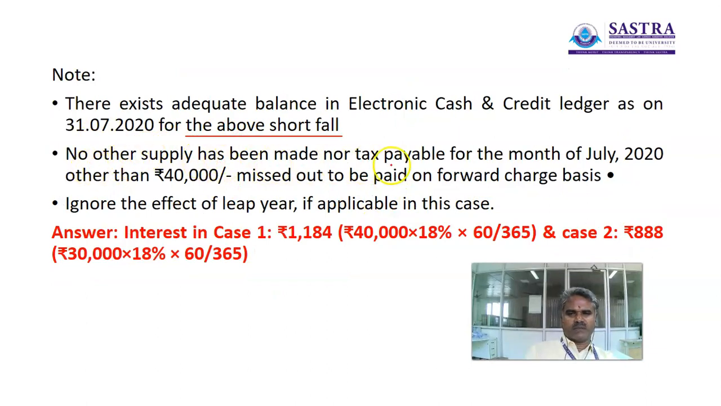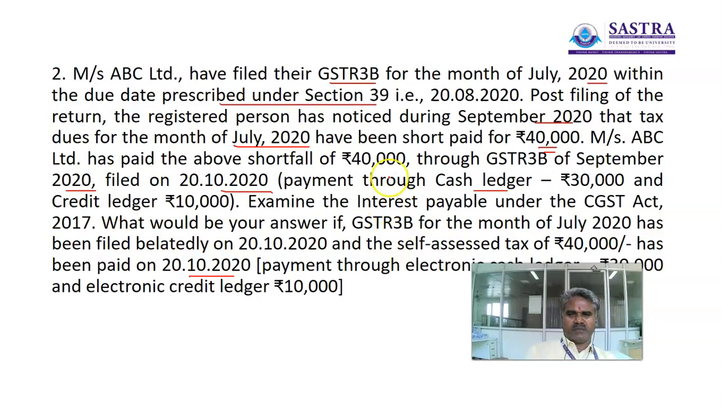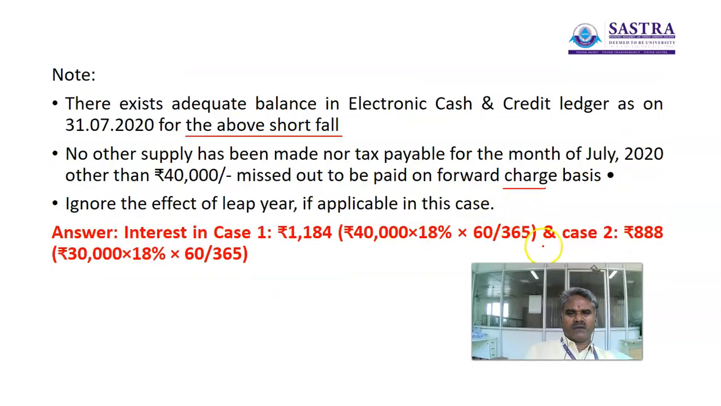No other supply has been made, no tax payable after the 10th July, other than 40,000. So this is how he paid on forward charge basis. Ignore the effect of leap year. So interest will be charged only at 18%. This is delayed payment. This is shortfall in payment. So for shortfall, you charge 24%. In delayed, you charge 18%.